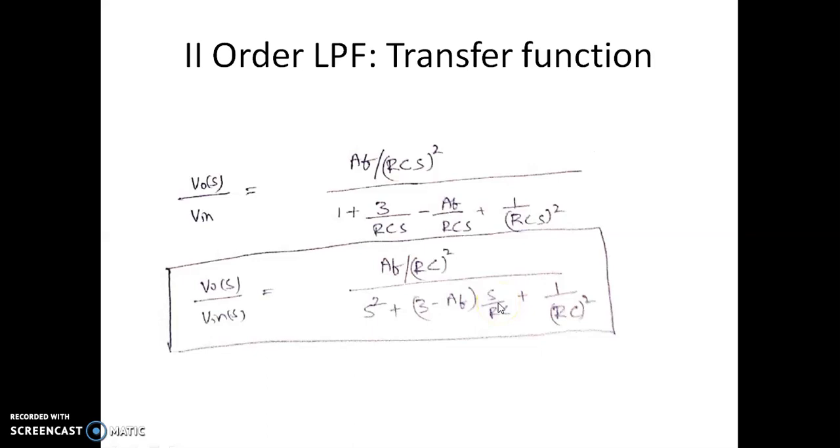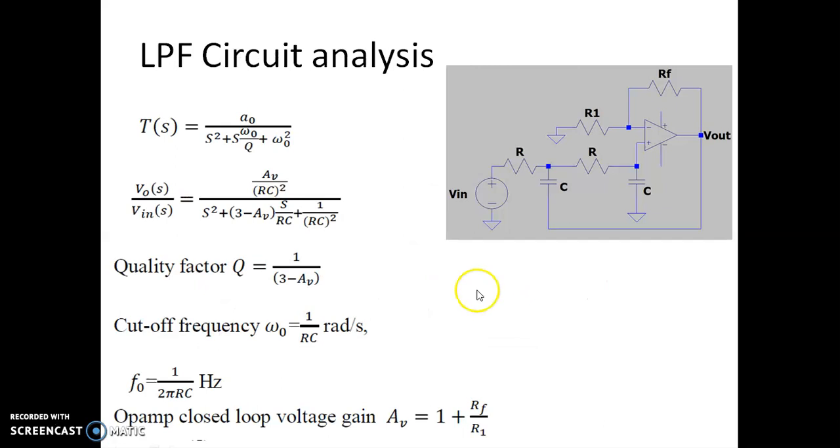Let us compare this equation for the op amp with a generalized expression. This is the general expression, and this is the expression we got. From this, equating the coefficients of s power 0 and s square, we can see that the quality factor Q is given by 1 over 3 minus AV. Of course, the cutoff frequency is given by 1 over RC. Similarly, the cutoff frequency in hertz will be 1 over 2 pi RC. The closed loop gain of the op amp is 1 plus RF by R1.